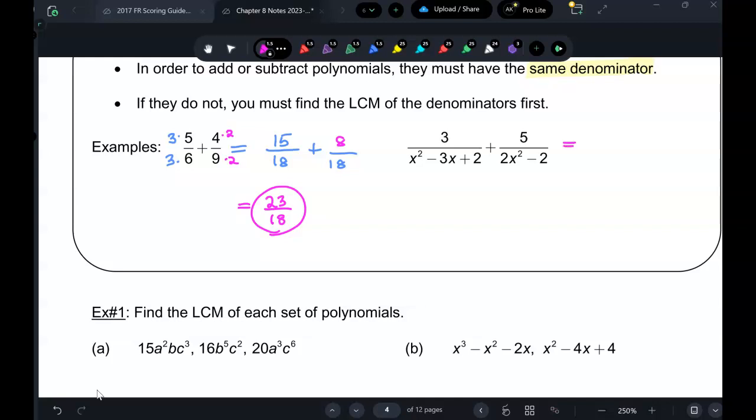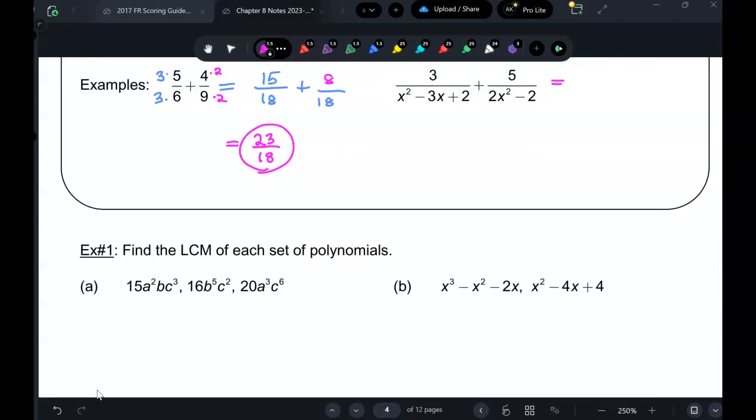Here we're going to add these two, but we have to first factor out the denominator. So here we go. Factor it out. So let's factor out. So 3 over, what's the denominator? X squared minus 3x plus 2.